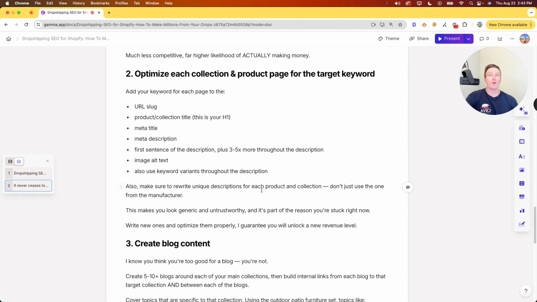Okay. So let's say I'm selling wicker patio furniture sets. A variant example would be patio furniture sets made from wicker, right? Or instead of wicker patio furniture sets, it could be wicker outdoor furniture sets, or deck furniture sets, or something similar, right? Using variant keywords to give Google more context and more understanding about your page, right?